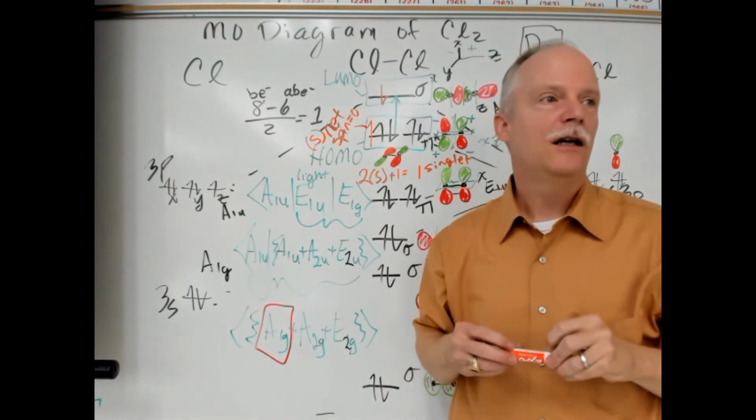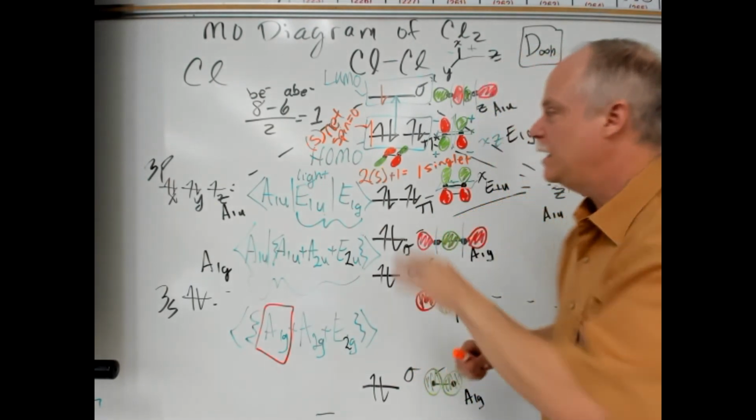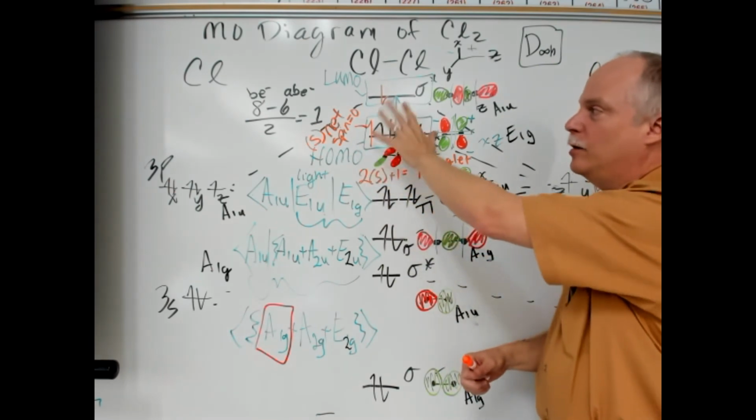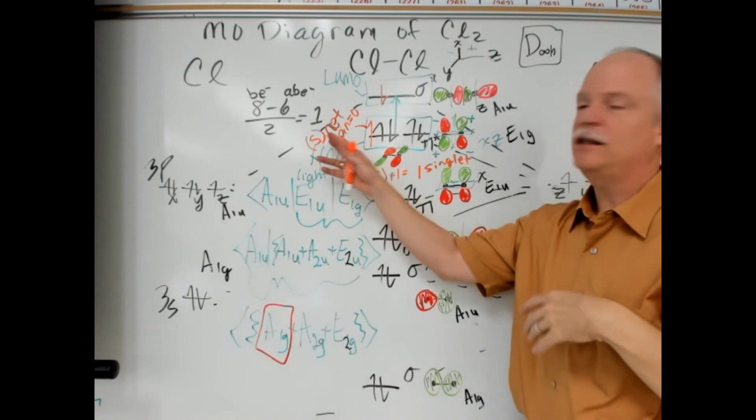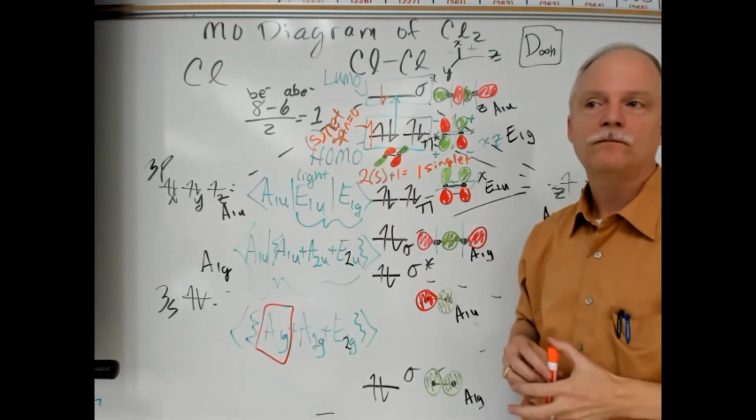Yes? This is diamagnetic, right? Yes, in both situations, if the electrons are spin paired and it has a net spin of 0, it's diamagnetic.